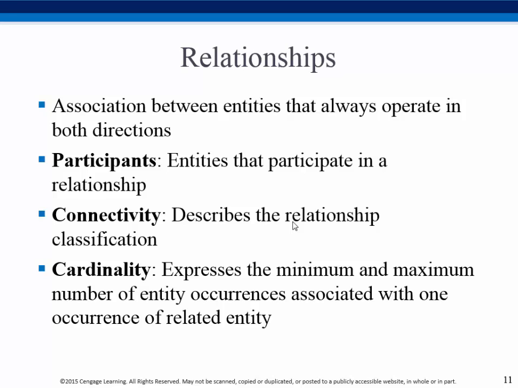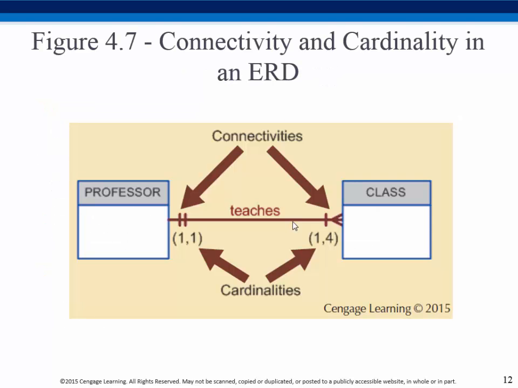Cardinality expresses the minimum and maximum number of entity occurrences associated with one occurrence of a related entity. In ERD, cardinality is indicated by placing the appropriate numbers beside the entities using the format of parenthesis x, y parenthesis. The first value represents the minimum number of associated entities, while the second value represents the maximum number. And here it shows your connectivities and your cardinalities in this diagram.